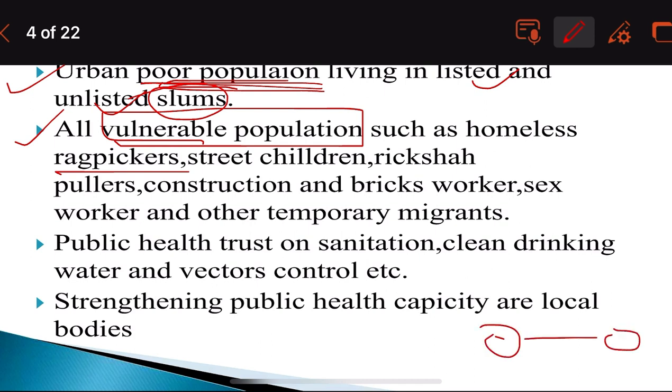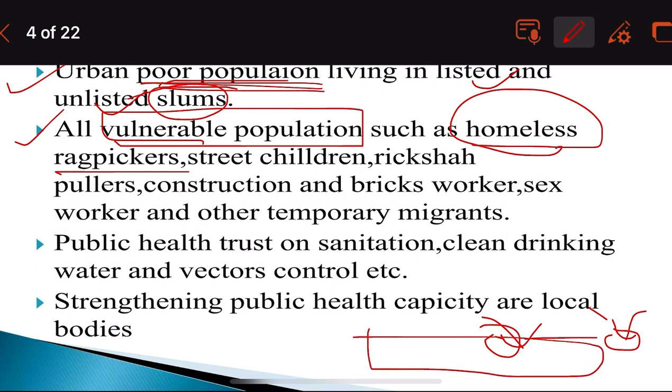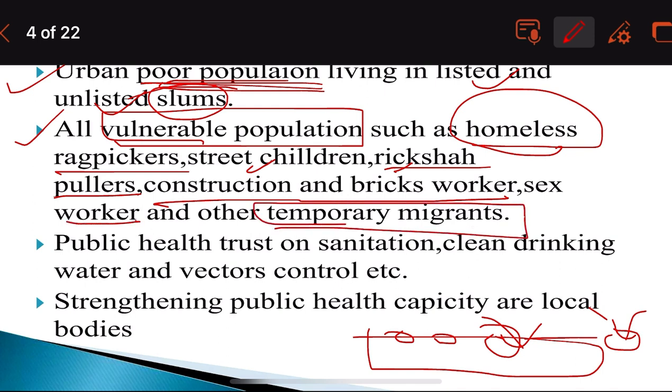They go on the streets and rag pick all the waste, and such people have no homes. So the homeless rag pickers. The street children. So we know many children live on the streets. Rickshaw pullers. Construction and brick workers, so we know those laborers who do the construction and brick work. Sex workers and other temporary migrants.